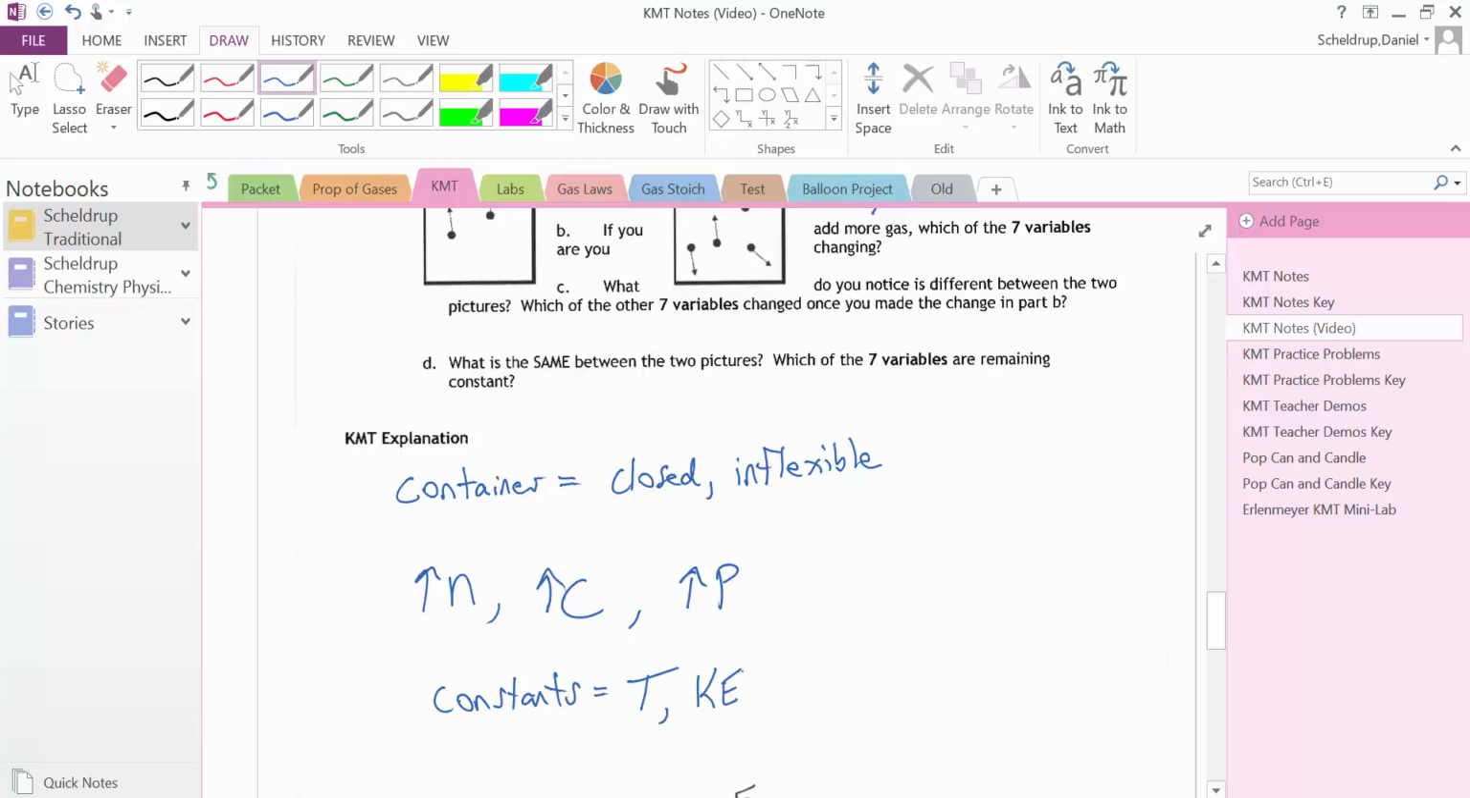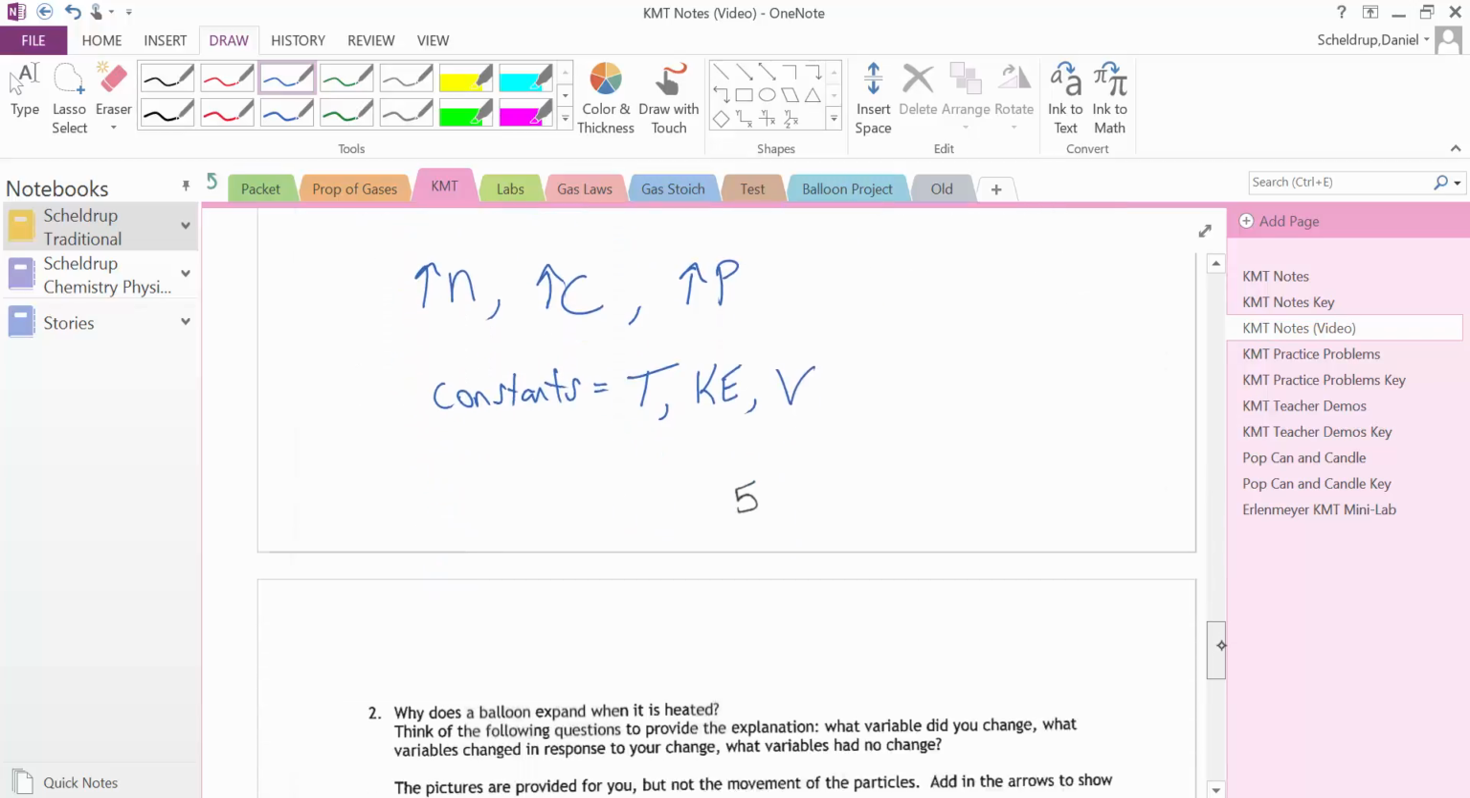The last variable that doesn't change has to do with the size of this aerosol can. We said it was closed and inflexible, so the can didn't get bigger or get smaller. So we would say that the volume remained constant as well. That gas still occupied the same amount of space. We just had more particles. All right, first one down. Flip over to the next page.